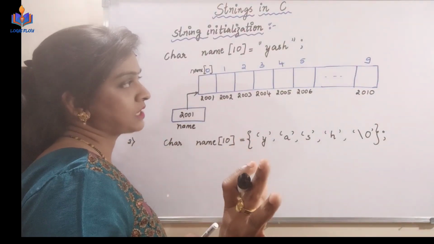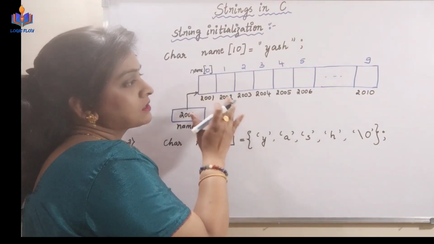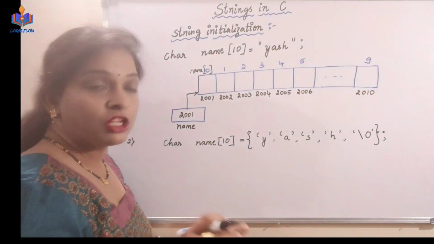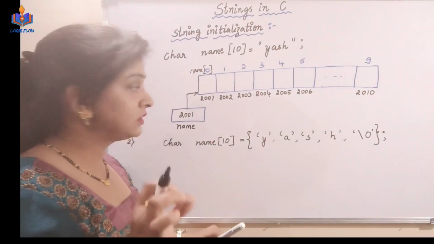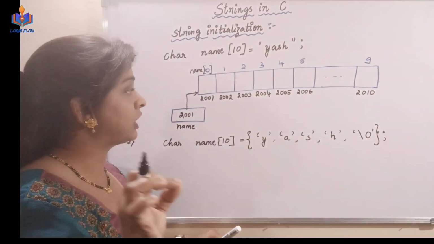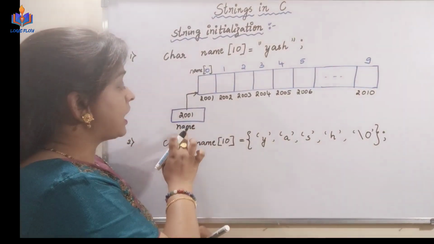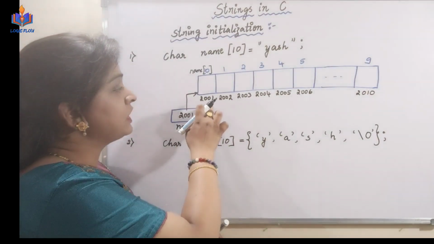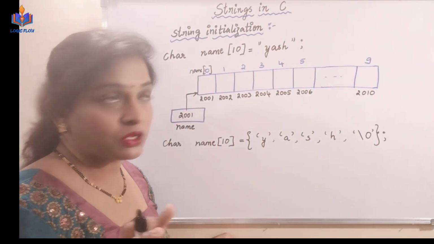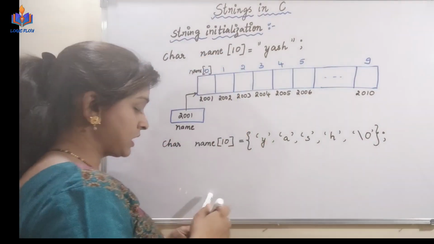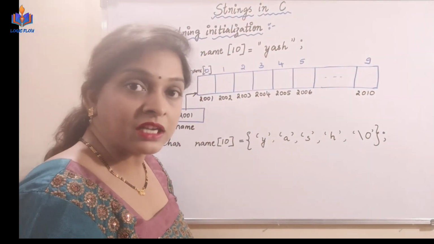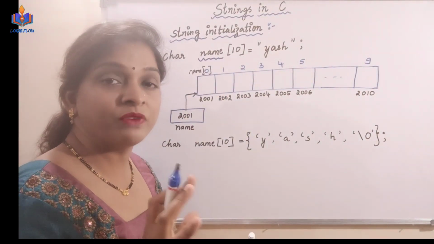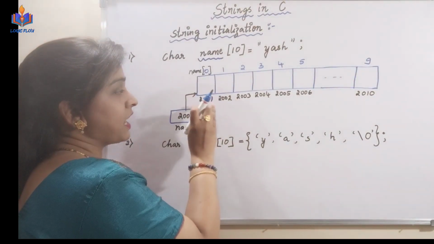Totally 10 characters I can store. So for 10 characters I require 10 bytes of memory. Assume the memory has been allocated from 2001. When I provide the array name, the important thing you should remember is that the array name will give you the base address, because the array name holds the starting address. So when you just have the array name, it is understood that it is giving the base address. The compiler will give you the base address, the address of the first element.